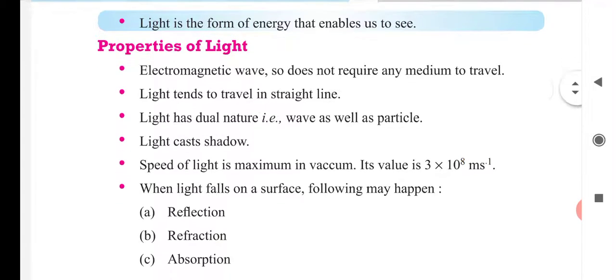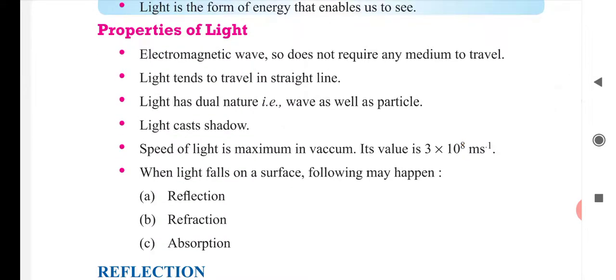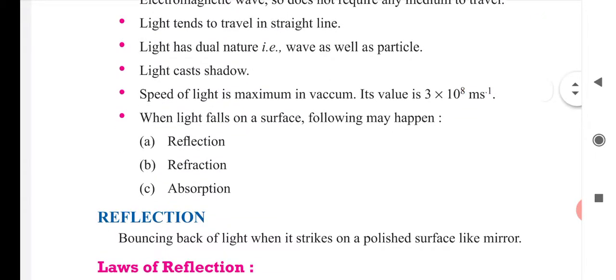Next, when light falls on a surface, what will happen? Reflection may happen, refraction may happen, absorption also may happen, depending on the medium where it falls. If it is a mirror, reflection will take place. If it is glass, refraction will take place. If it is some other material, absorption may take place. Now we will move on to the next concept, reflection. What is reflection of light?